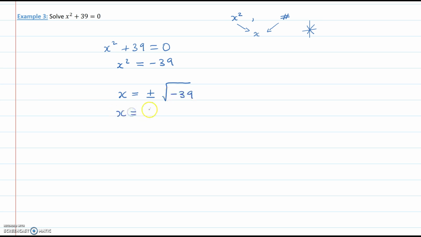Now, that would mean that x is equal to plus or minus the square root of 39 times negative 1. Or x is equal to plus or minus the square root of 39 times the square root of negative 1. Or x is equal to plus or minus the square root of 39 times i. So what we're doing is removing the minus sign from inside the square root symbol, and replacing that with i. So we have x equals plus or minus the square root of 39 i.